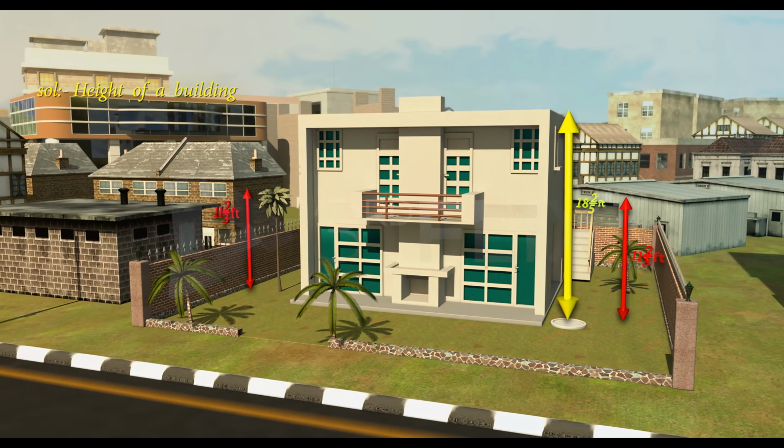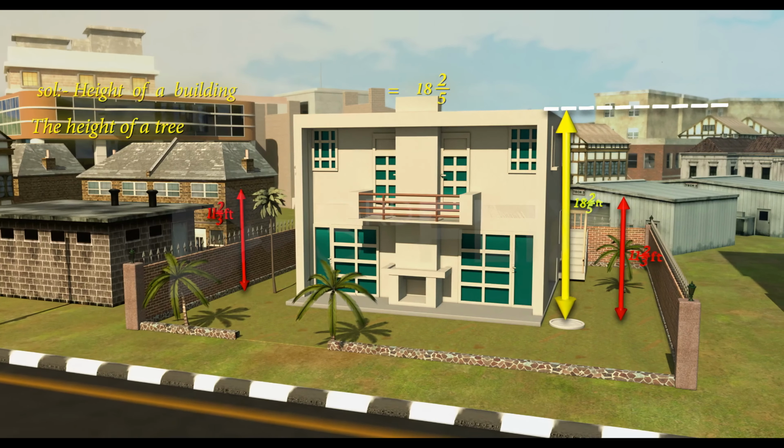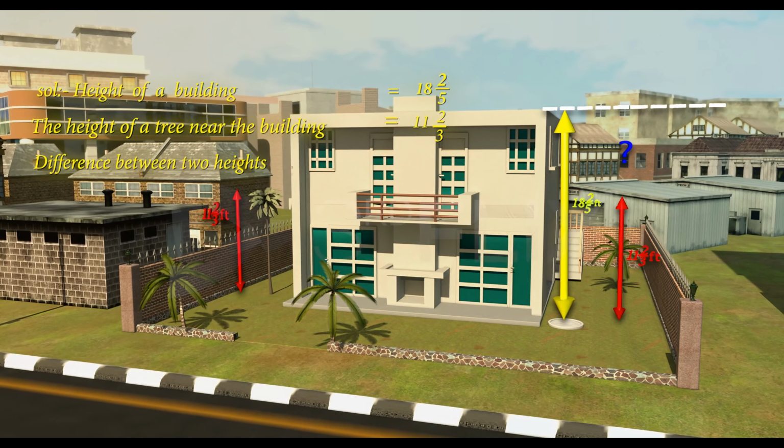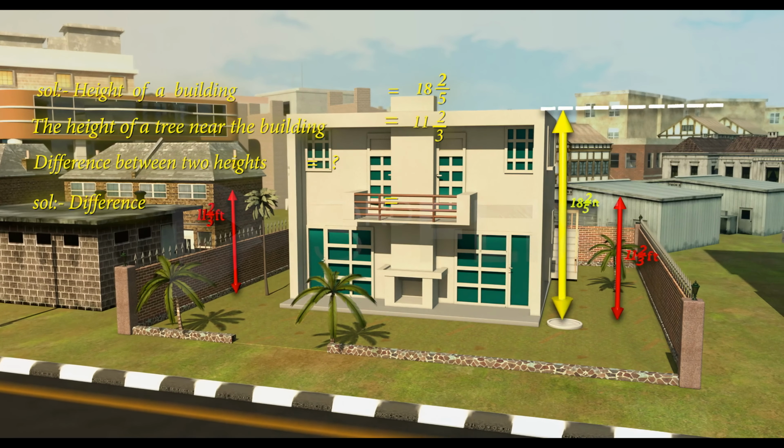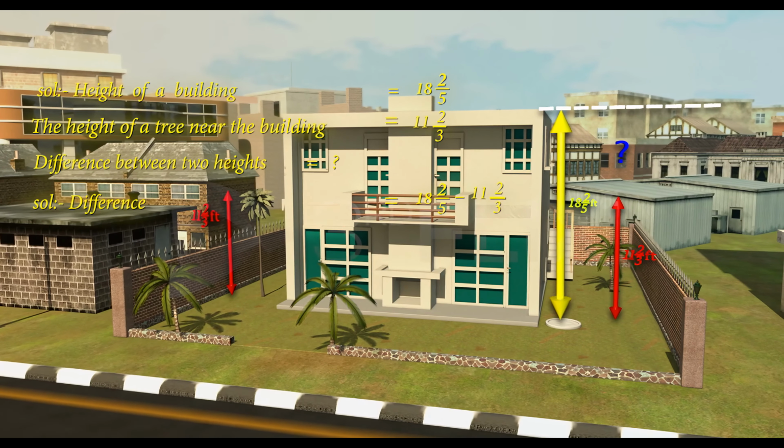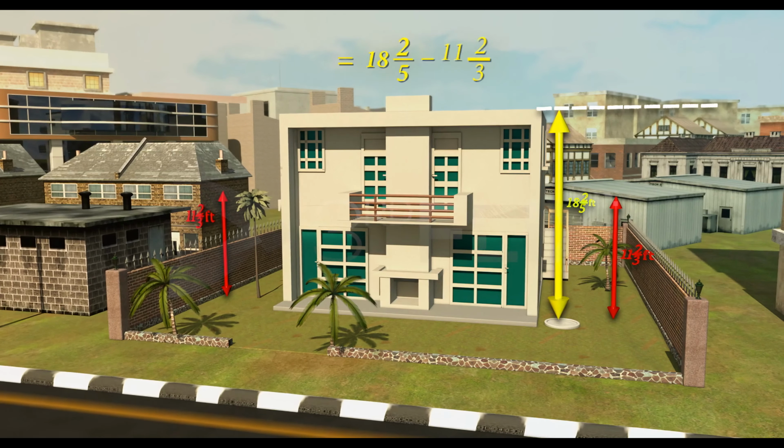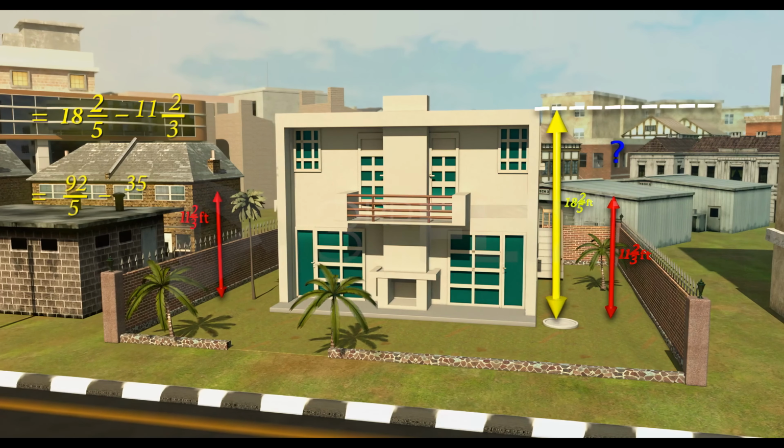Height of a building and tree are given. It is required to find the difference between the two heights. The difference between two heights is equal to 18 2/5 minus 11 2/3.